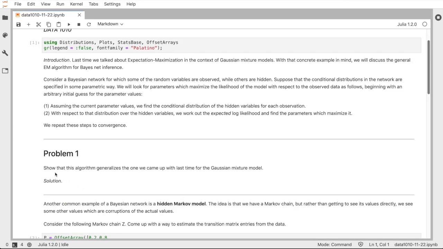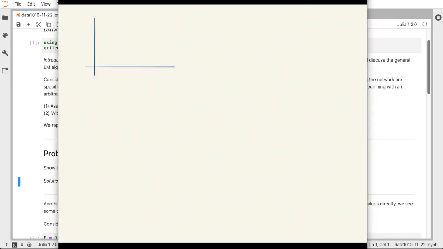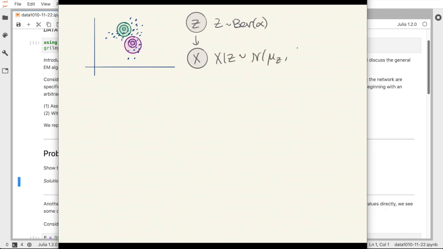So the first problem asks us to show that this algorithm generalizes the one we just described for the Gaussian mixture model. In other words, show that it produces the same results when applied to the Gaussian mixture model. So to do that, we need to carry out this program we just described. So step one was to compute the likelihood over z and x. So for each particular point, let's say this one with a z equals 0 value, the likelihood that it contributes is just the density at that point.